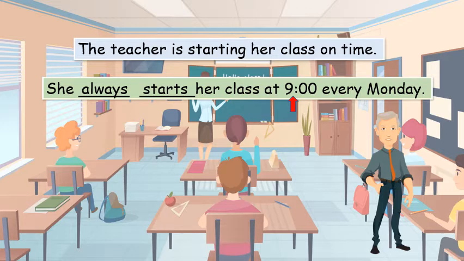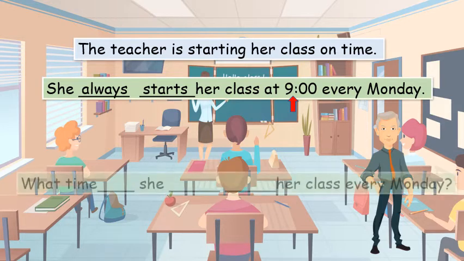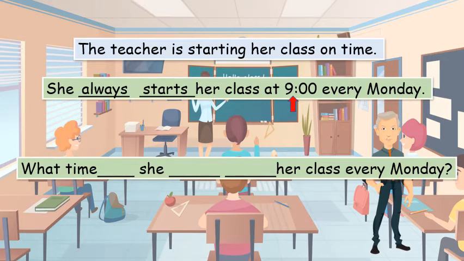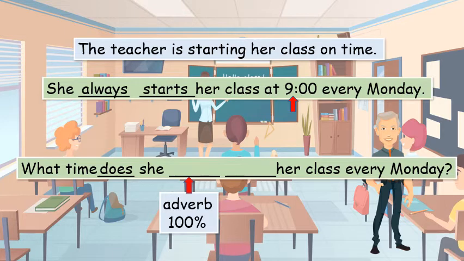What's the question? When does she always start her class every Monday? Or what time does she always start her class every Monday? The question? What time does the adverb always, the verb start? What time does she always start her class every Monday?